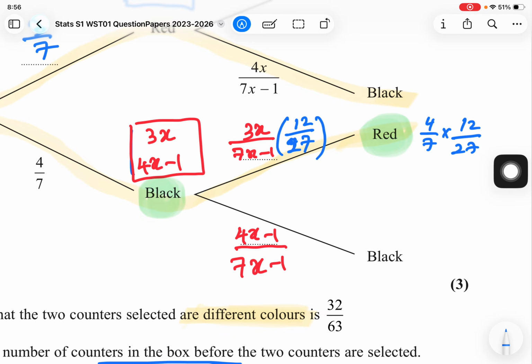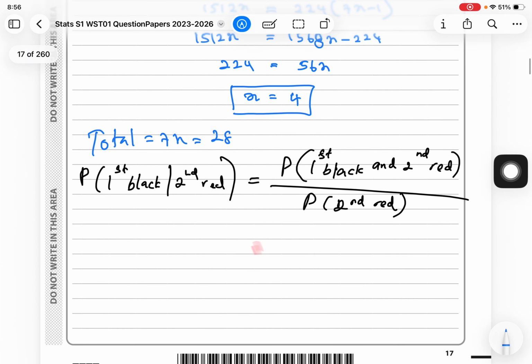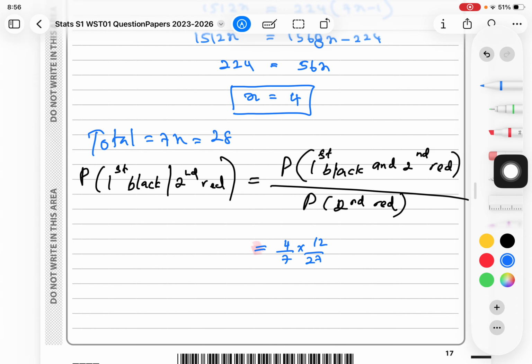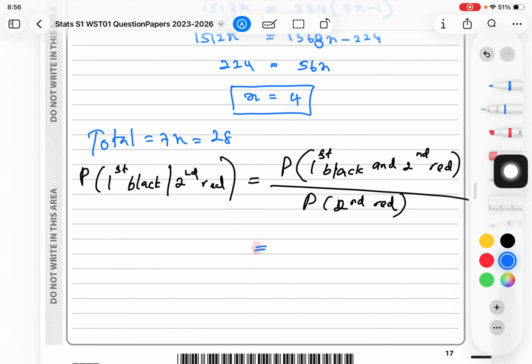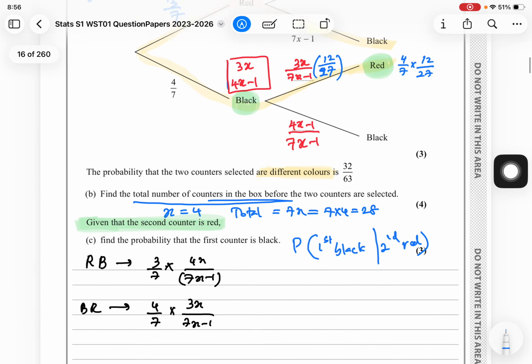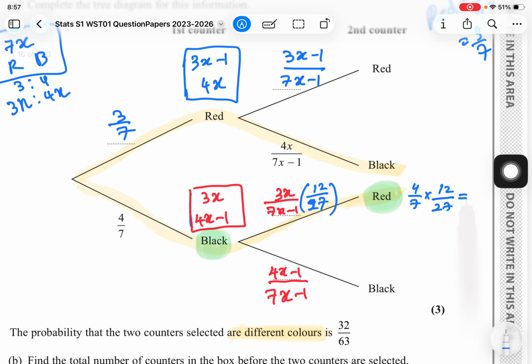So this is our value for the intersection: 4/7 times 12/27. I think we better simplify it then and there, so that it's pretty neat and understandable too. So this is going to be 16 divided by 63. Okay, we have that.